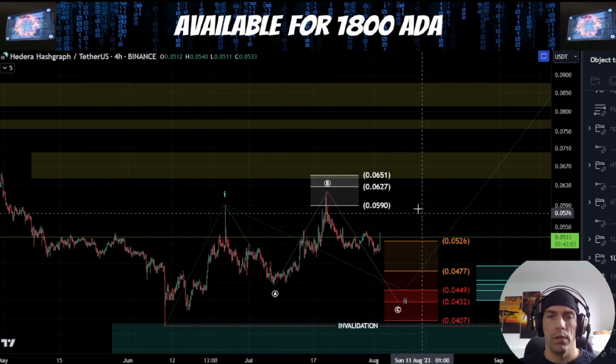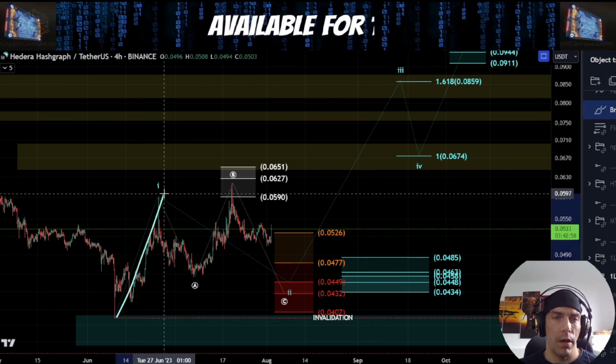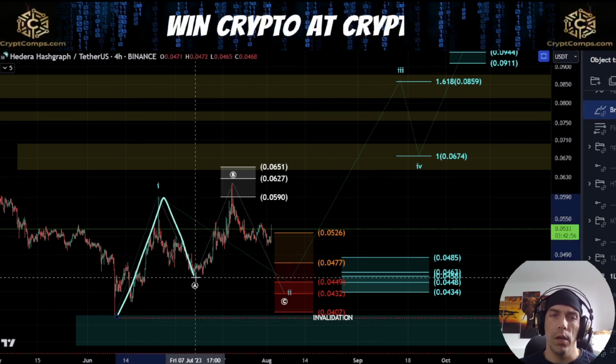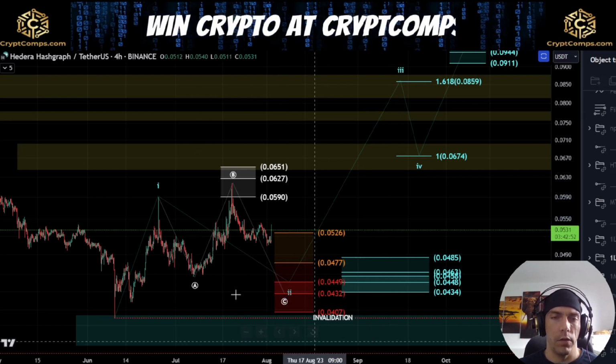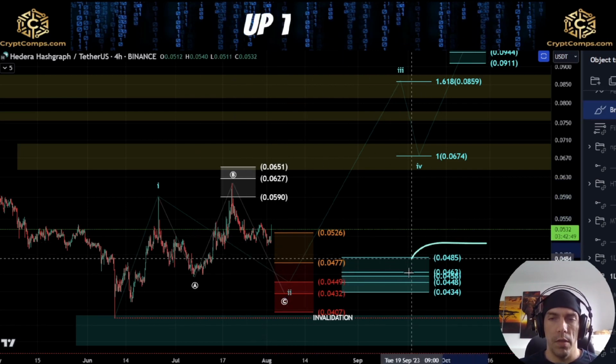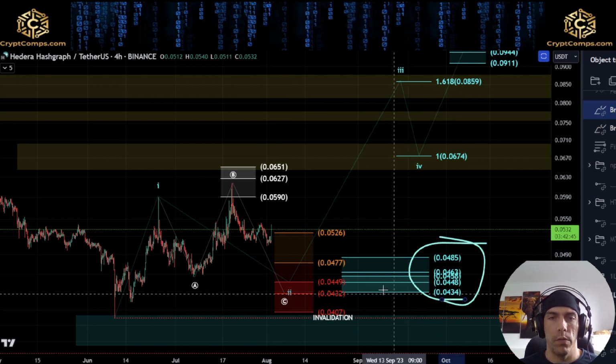that what we could see is this develop in two ways. So we're looking for two potentials here, saying that potentially we could have this as 1, 2, and we're looking for this as an A, a B, and potentially a C wave to the downside. So this would still be valid and would mean that we could potentially still see price come back down to this 0485 to this 0434.